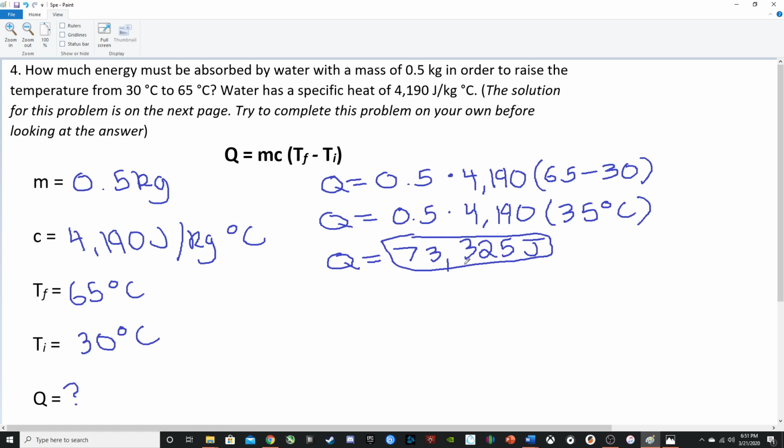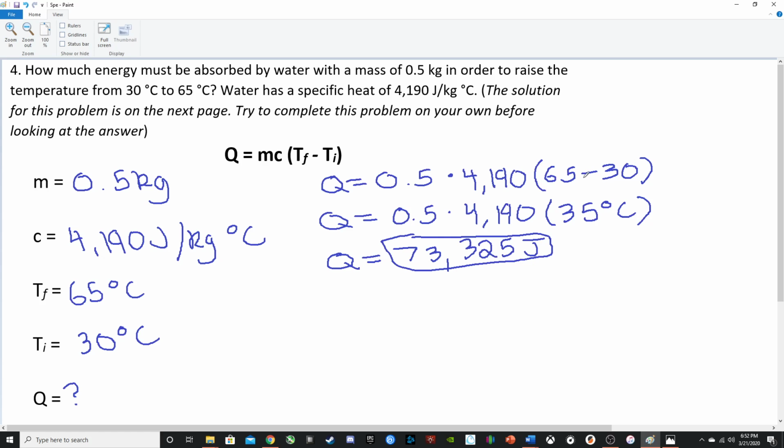73,325 joules. And all you had to do is make sure that you defined all of your variables, because pretty much everything you need is given to you in this problem. You just have to make sure that you can go through and pick out what variable is which, and make sure that you have the correct units on your final answer when you plug everything in.